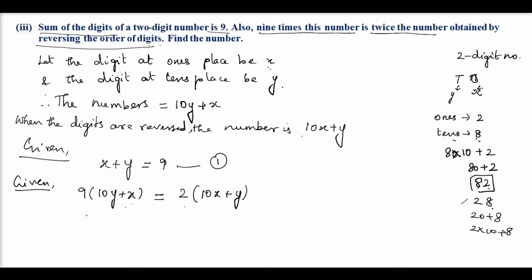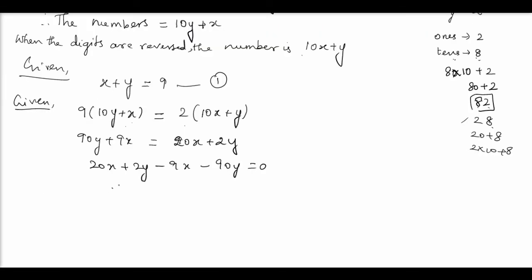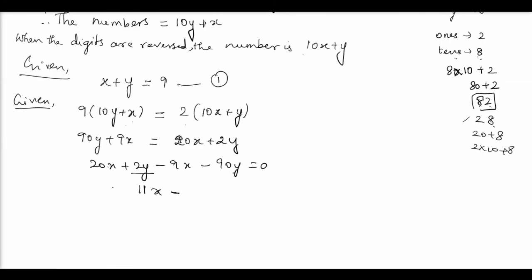Now let's simplify them so that I get 90y plus 9x equal 20x plus 2y. So let's take all the variables to one side. So you get 20x plus 2y minus 9x minus 90y equals 0. So it's 11x minus, when you combine y, it's 88y equals 0.